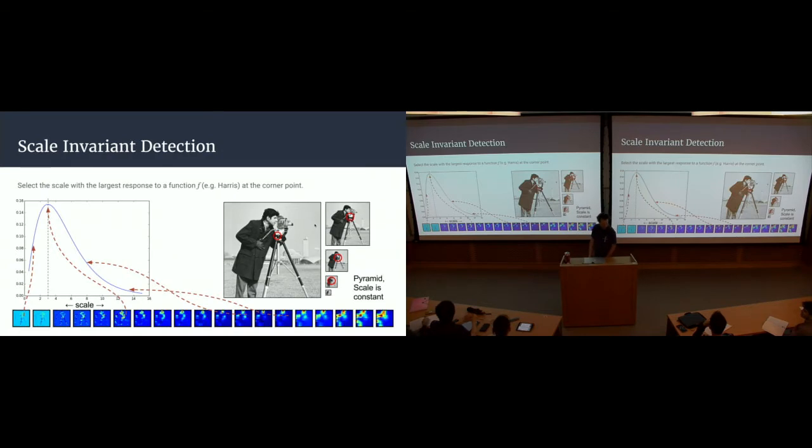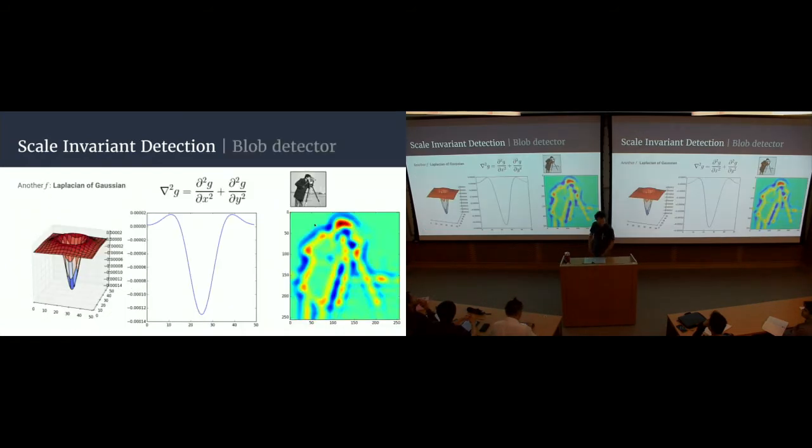There are other responses that we could use to find different scales. Harris is just one of them. People came up with a lot of different things, and we'll touch on a wide variety of things. But I want to tell you about a couple of interesting ones. One is called the Laplacian of Gaussian.